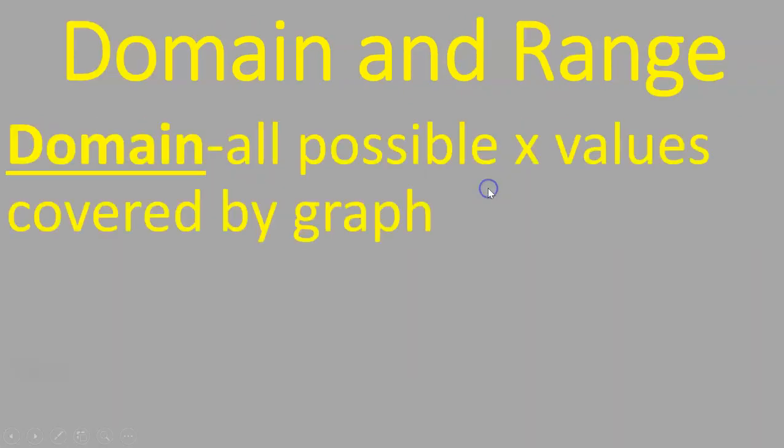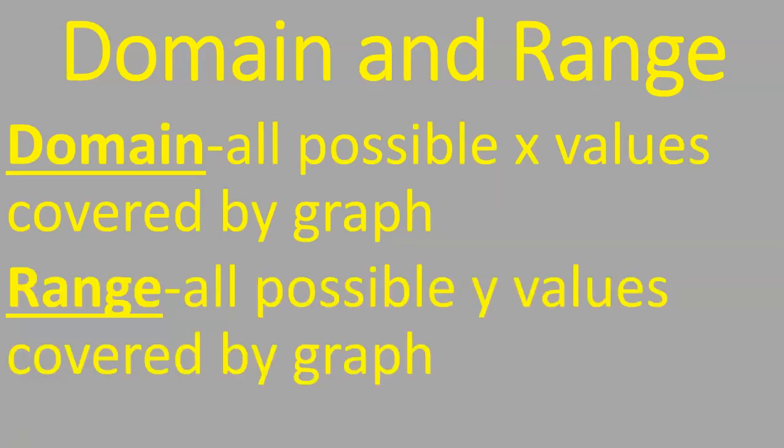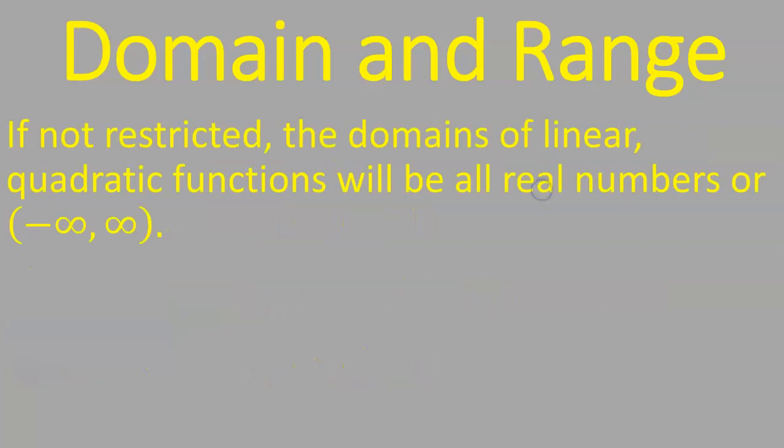Domain and range. Domain's all the possible x values covered by a graph. Range, all the possible y values covered by a graph. So for our three basic graph shapes in Algebra 1, if you don't restrict it, that is, if you don't cut it off like in context, or if it's just a graph which is allowed to continue in both directions forever, the domains of all three will be what we call all real numbers, negative infinity to positive infinity. That's the concept of going forever to the left and forever to the right.